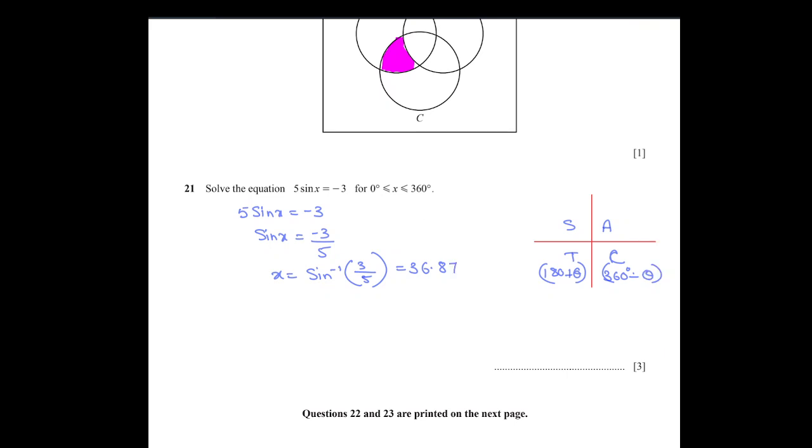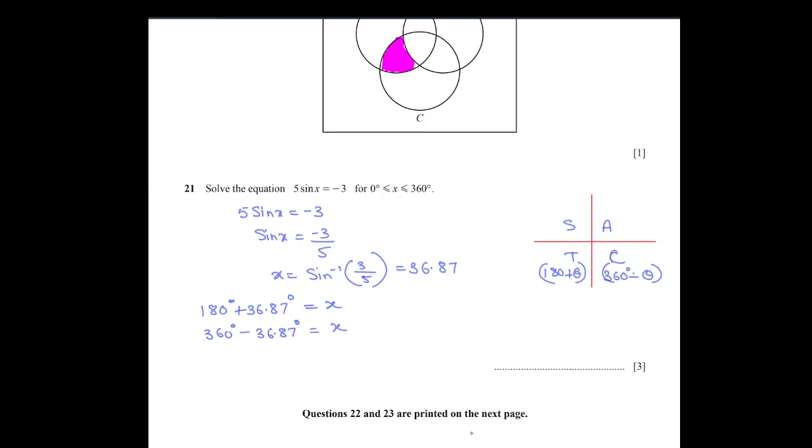Okay, 87. Now one of the values will be 36.87 plus 180. This is x. Let me write properly so that it will not confuse you. So 180 plus theta, 180 plus 36.87, and 360 minus 36.87 will be the other x value.